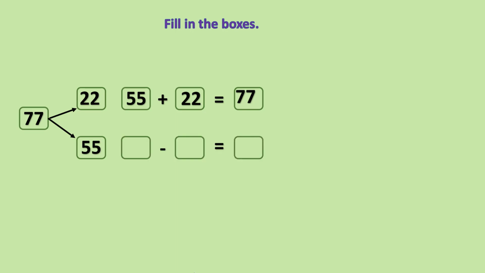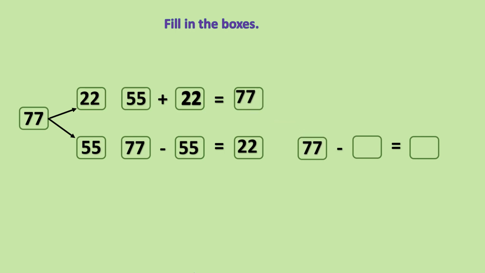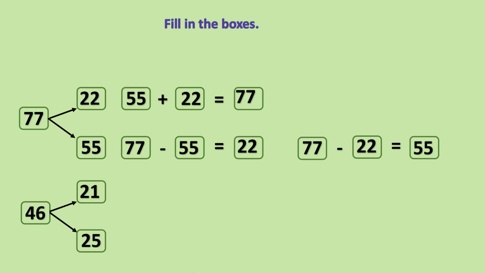We take the subtraction examples. The first example is 77 minus 55 is equal to 22, and another subtraction example is 77 minus 22, and then the answer is 55. 77 minus 22 is equal to 55. Now you can look here. One addition example makes two subtraction examples. Another example we can take. 46 means 21 and 25 addition. 25 and 21 make 46.